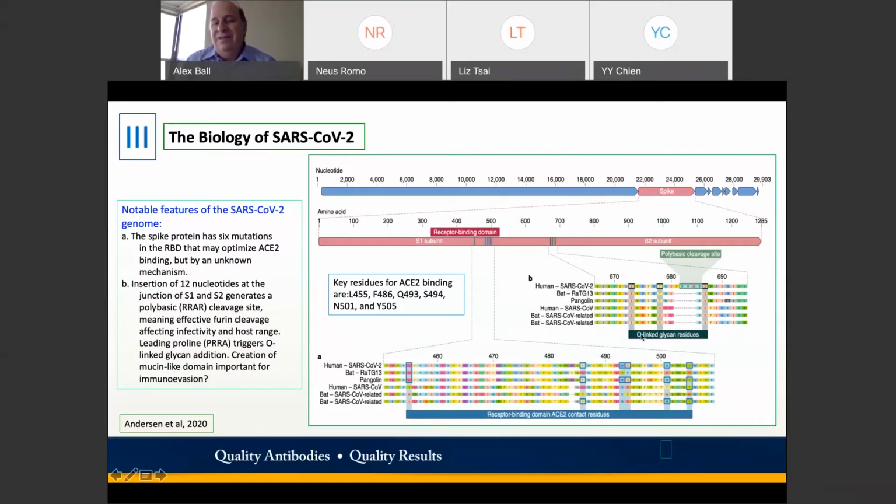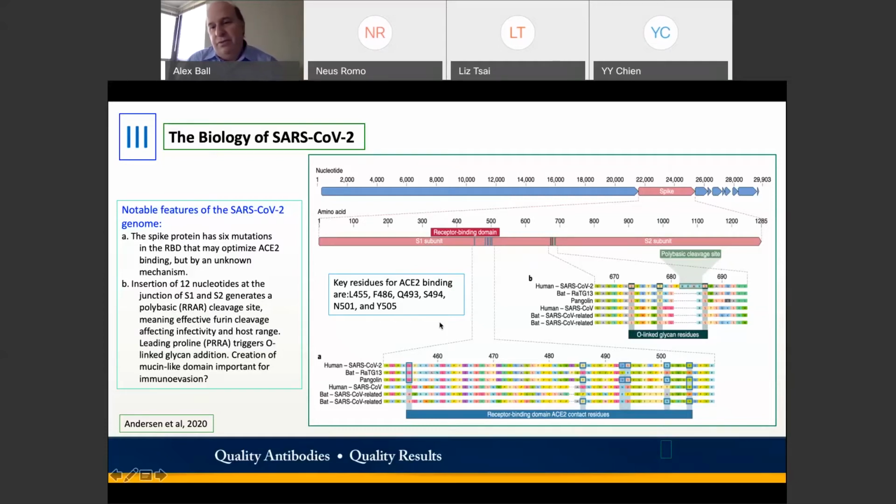What also is suspected, or what's also clear, is that with SARS-CoV-2, there's a 12 nucleotide insertion, which is specific to SARS-CoV-2, that generates this polybasic cleavage site, which leads to more effective furin cleavage. So furin is a protease, and it definitely affects infectivity and host range.